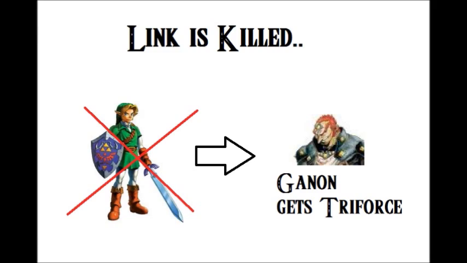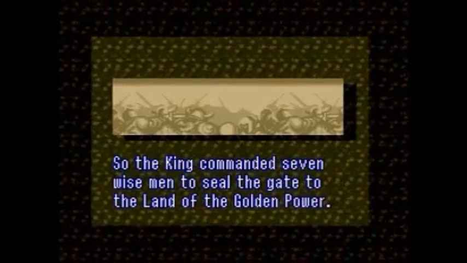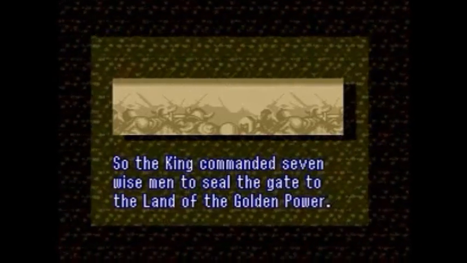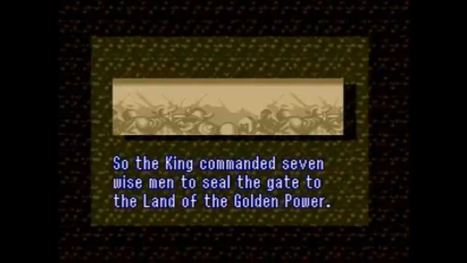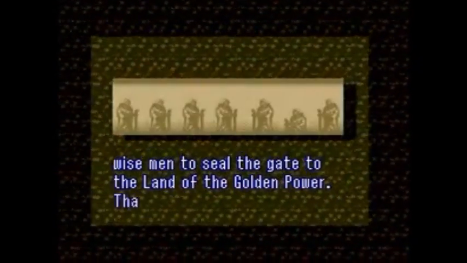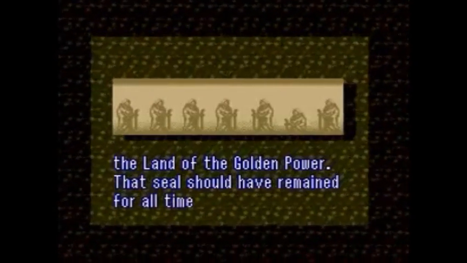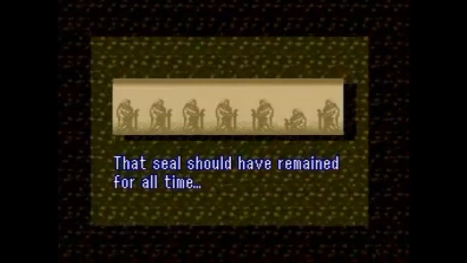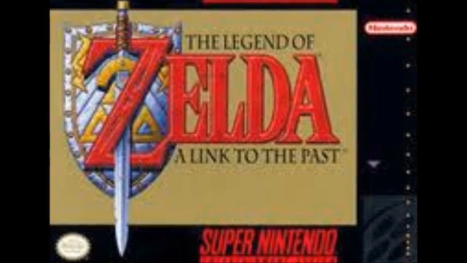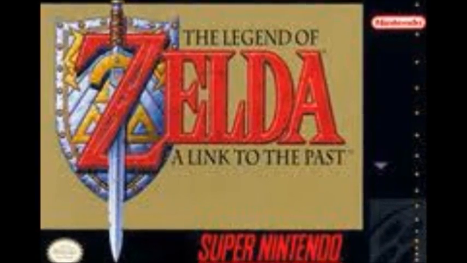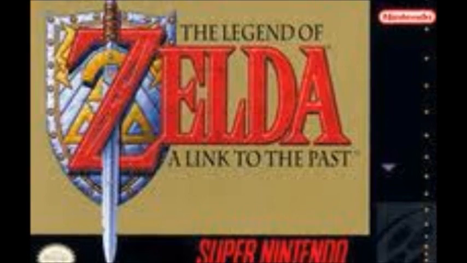Link getting killed leads us to the little known imprisoned war that is mentioned in the introduction to A Link to the Past. It explains that what occurs next is that the 7 sages have to imprison Ganon in the Sacred Realm after he gets the Triforce, which becomes the dark world that he creates, thus leading to the events of A Link to the Past.